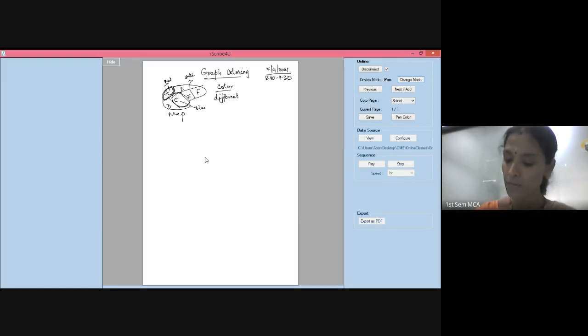Again, I have B. I should differentiate B from A as well as from C, E and F, because A, C, E, F are all neighboring states of B. I want B to look different from A, C, E, F, so that I am able to differentiate the state B from these other states. So I will give it a different color. I will not give red, I will not give blue. I will color it with green.